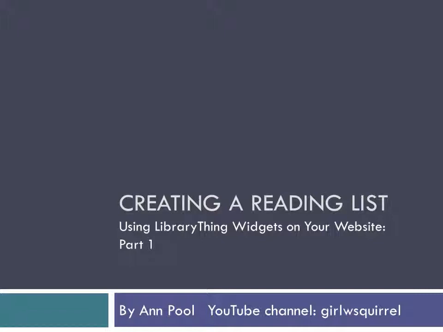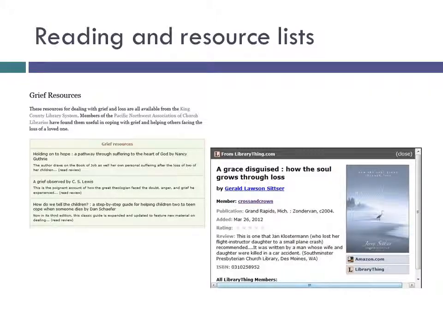This is the first in my series of videos that will show you how to use LibraryThing Widgets to add useful features to your website. I use Blogger for my church library's website and in this example, but the widget will work on other websites as well. You can put books in a collection in LibraryThing and then make it into a list that you show on your website. People looking at the list can click on a book and see more information about it, as well as get links to LibraryThing and Amazon.